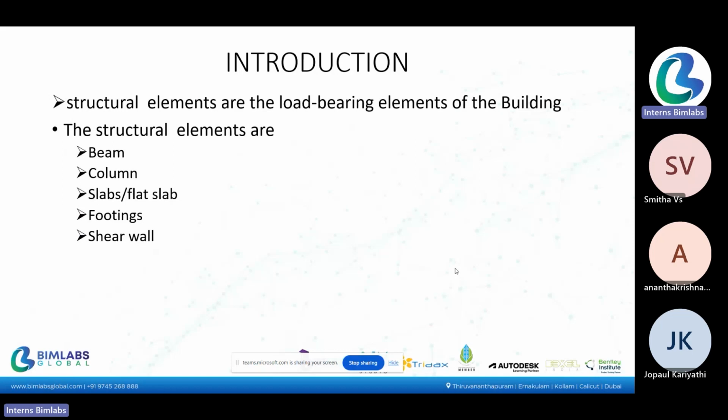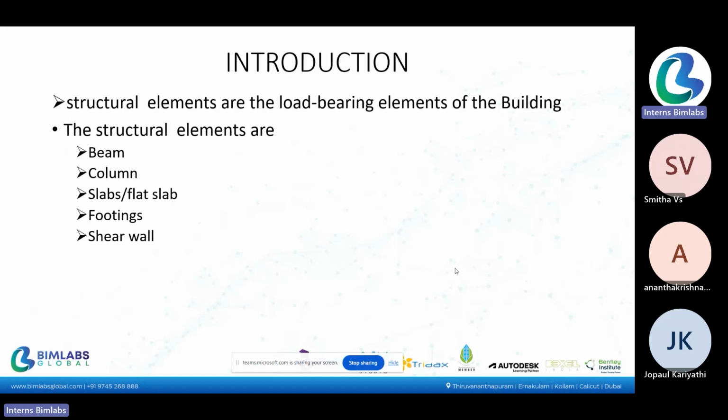Sometimes you may say load. There are several types of load, right? Dead load, live load, and eccentric load. There are so many types of load, and to withstand these different types of load, we use structural elements. The first and main thing you have to understand is that structural elements are basically load bearing elements.